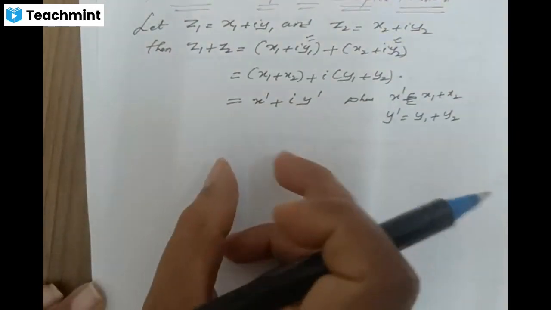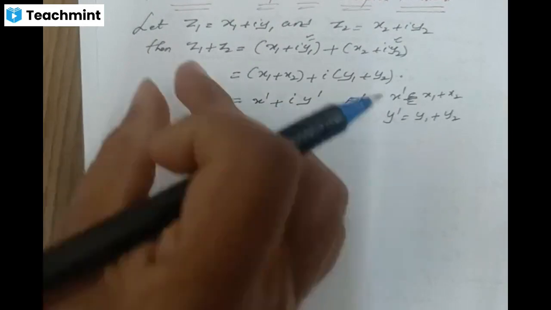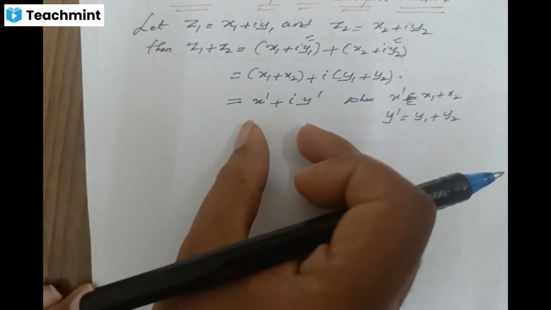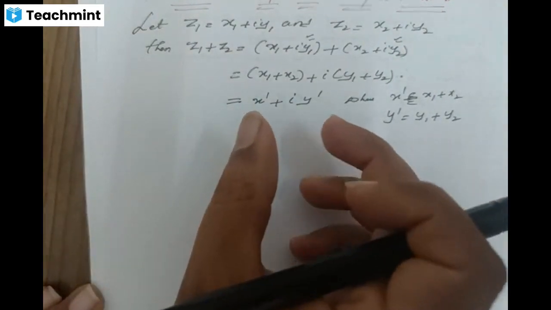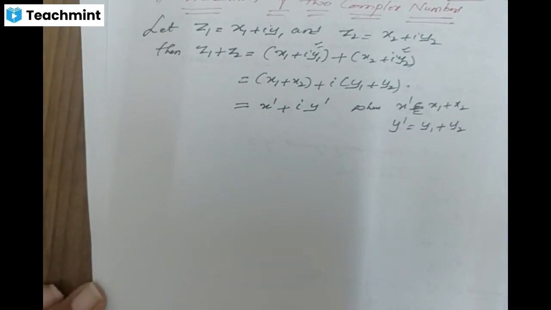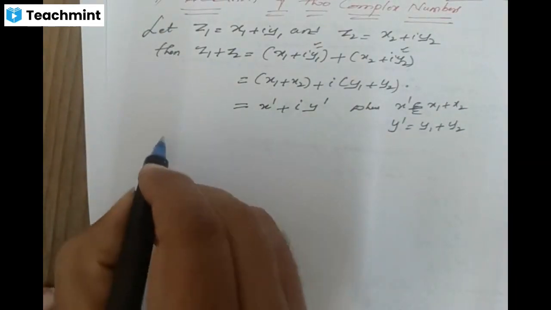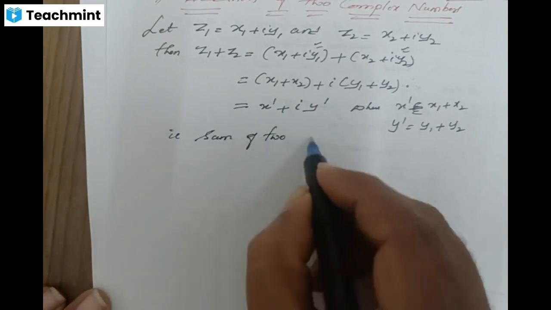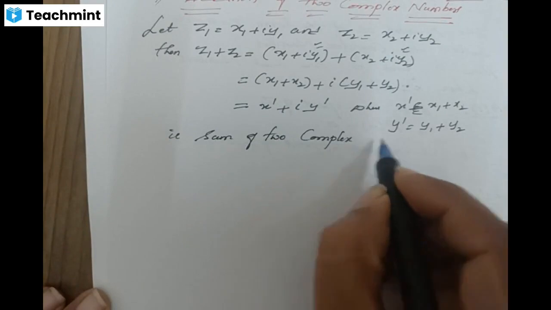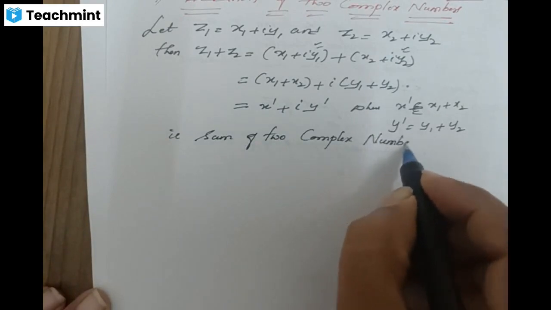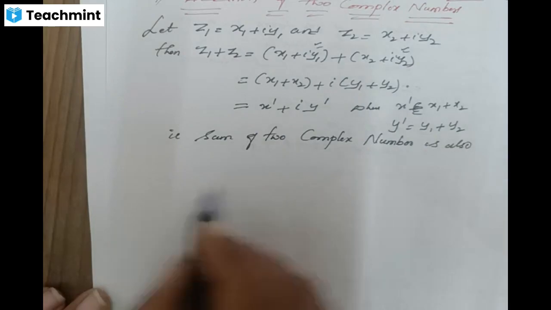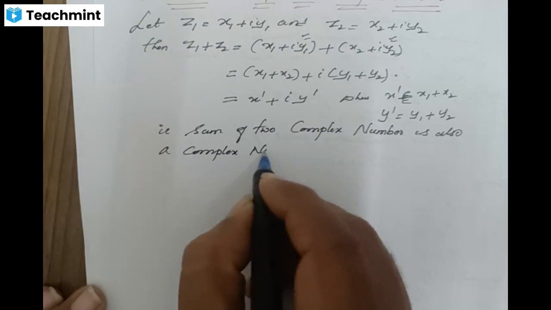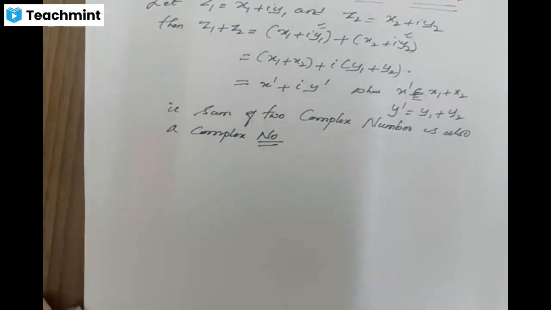So you can see that the sum of two complex numbers is again a complex number. It is again of the form x plus iy, that is the concept. From this we can write that the sum of two complex numbers is also a complex number, the sum of two complex numbers is again a complex number.